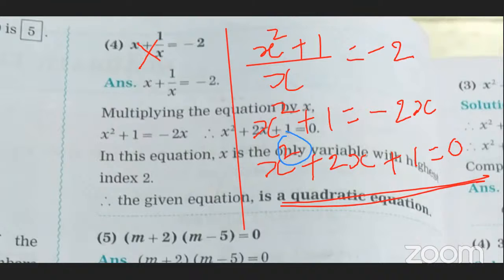x square plus 2x plus 1 equals 0. Okay, all of you, my dear, see properly. x square plus 1 equals to minus 2x. x square plus 2x plus 1 equals to 0.